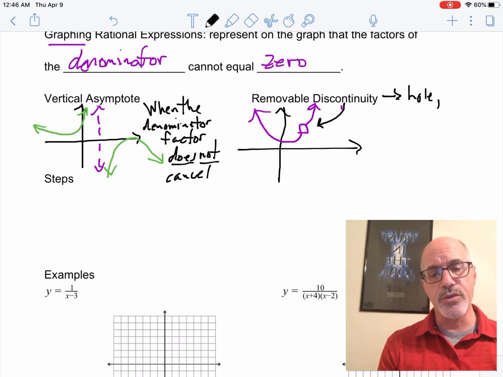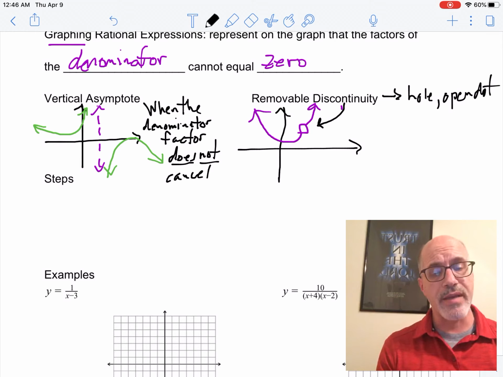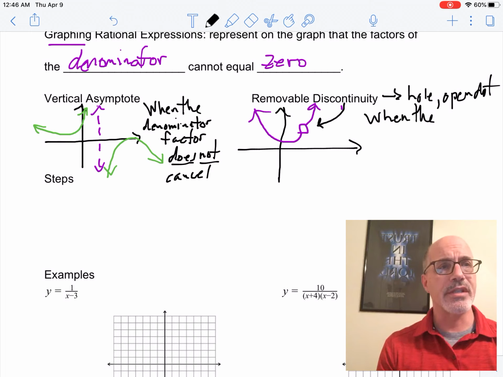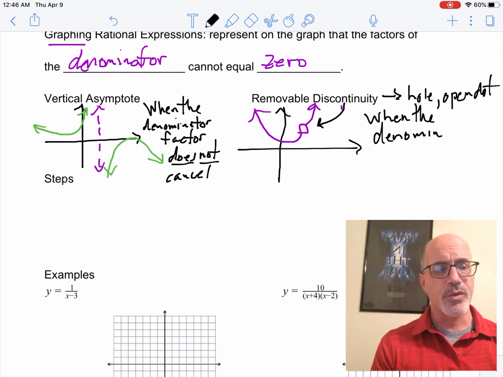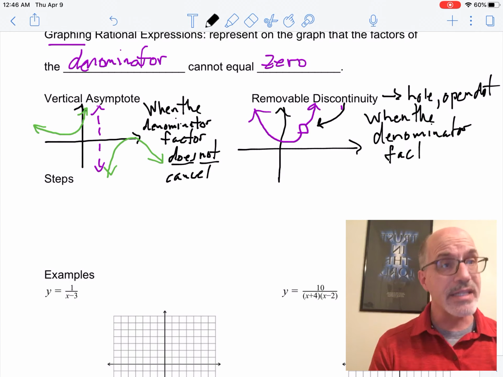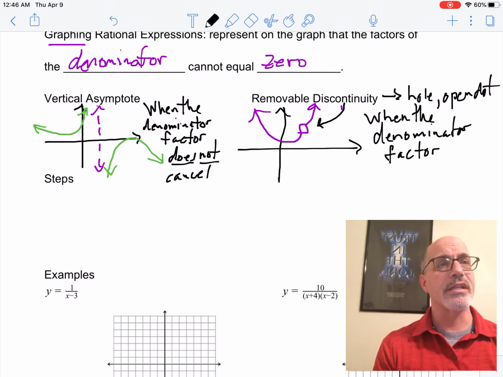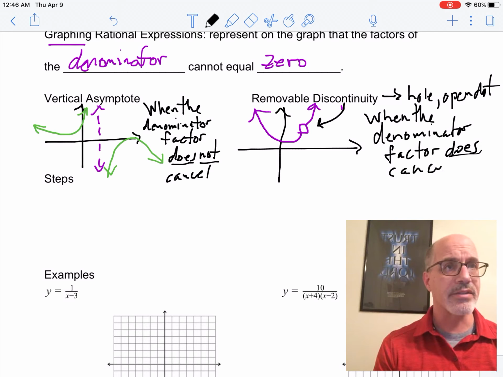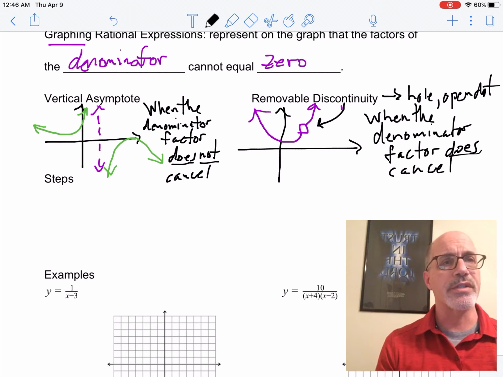These occur when you factor the numerator and denominator, and when that denominator factor does cancel, that results in having an open dot on the graph. So when the factor does cancel, it results in the removable discontinuity. When it does not cancel, we have an asymptote. When it does cancel, we get that hole in the graph, where we skip over a spot in the graph.